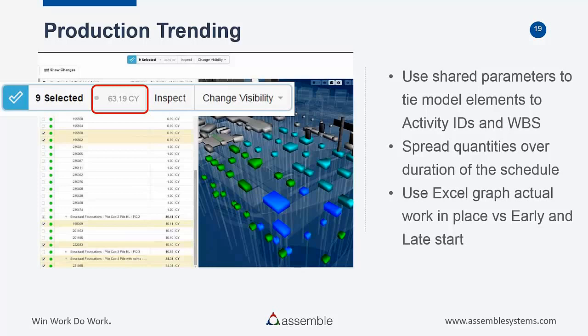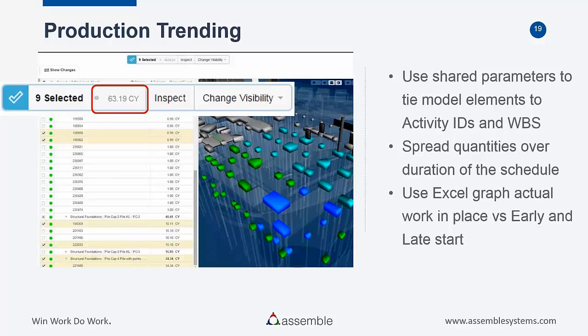So basically all I've done is, you can see that the foundations here that are highlighted total up to 63.19 cubic yards. Now if that was the amount of work that I put in place that day, I knew that if I was supposed to be getting 40 yards per day, that was probably pretty good. I was actually getting a little bit more production than I was supposed to get.